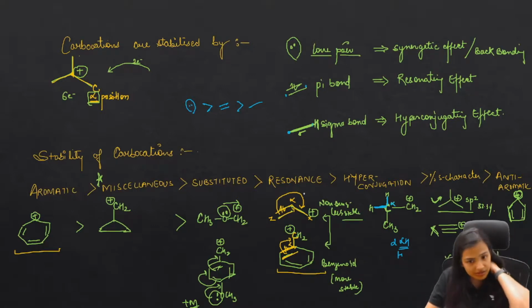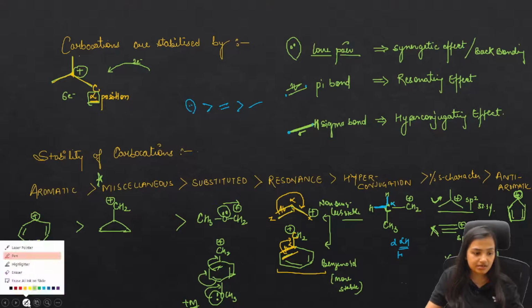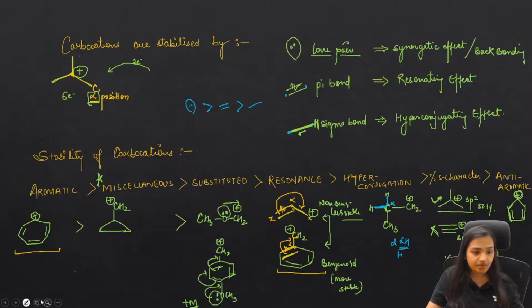Then comes resonance, which is getting stabilized by the lone pair, by the pi bond. Hyperconjugation, that is by the alpha hydrogen, the percentage of s character, and the anti-aromaticity. So please learn this whole part. Which part? This part, this much: the aromatic, miscellaneous, substituted, resonance, hyperconjugation, percentage of s character, anti-aromatic. You will be able to solve each and every question.